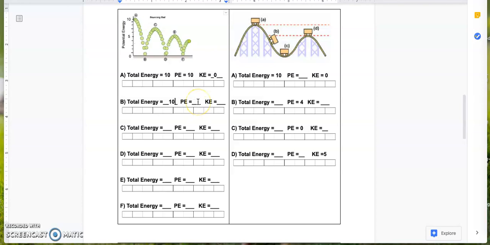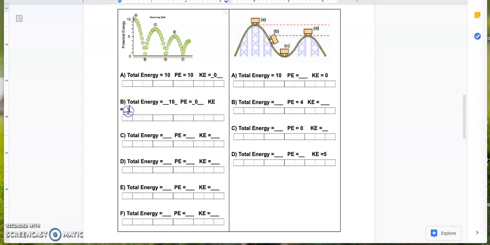All right, so hopefully you figured out that because it's at the bottom, it's 0. And the kinetic then has to be 10.